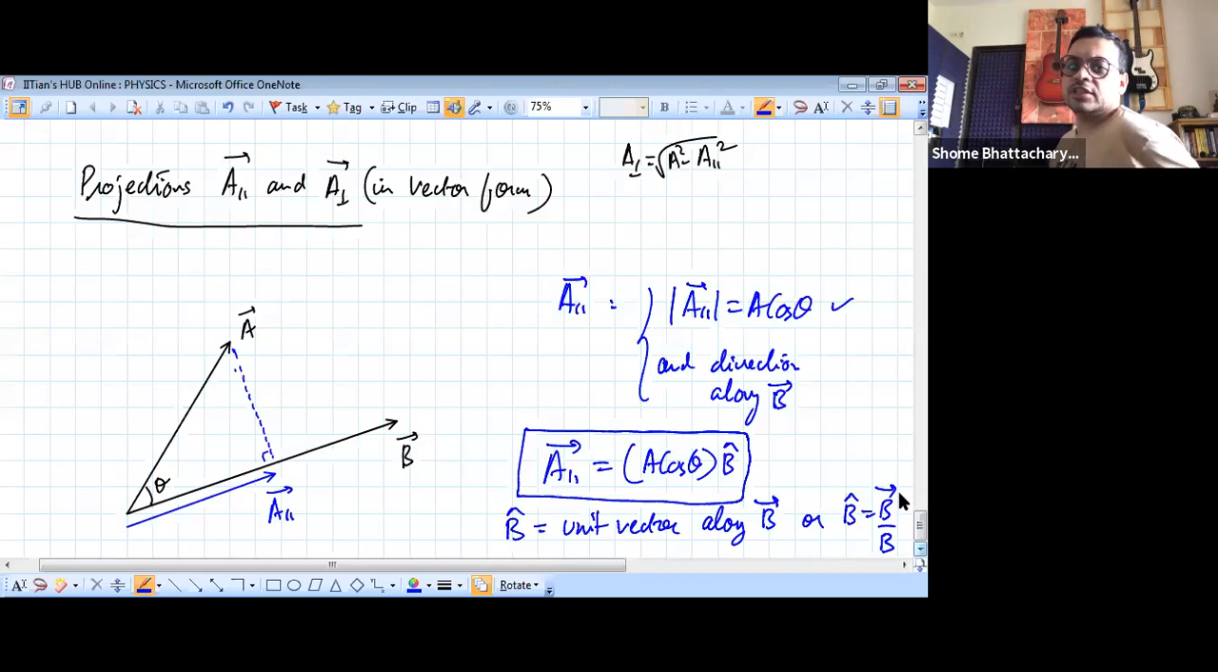Mod of A is a short form used for saying magnitude of A. Okay. Mod is just a word we use as a short form for saying magnitude of A. They're one and the same thing.